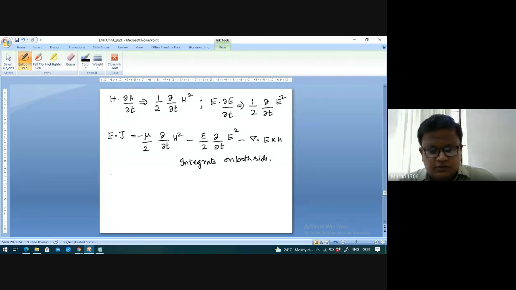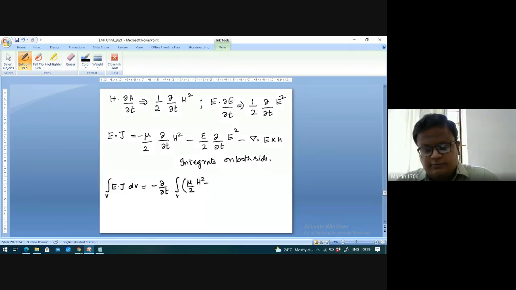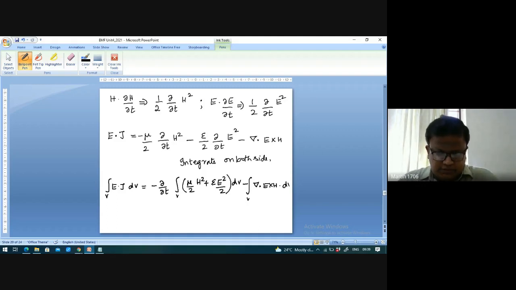Once you integrate like this, the volume integral of E dot J dV is equal to minus ∂/∂t of the volume integral of (μH²/2 + εE²/2) dV, minus the volume integral of del dot (E cross H) dV.